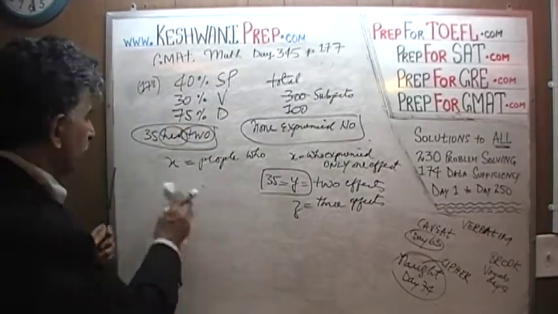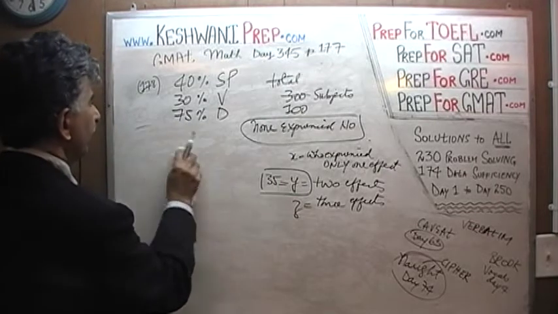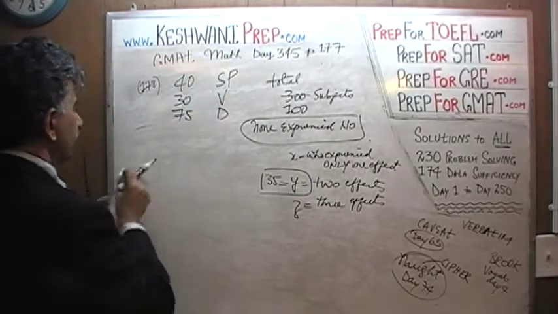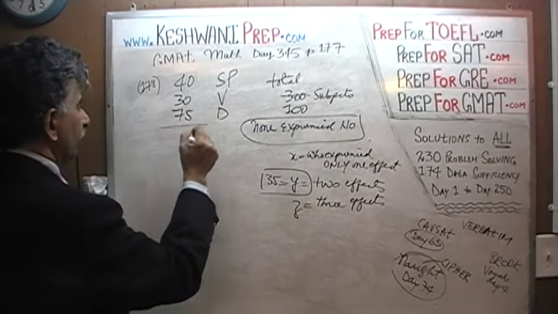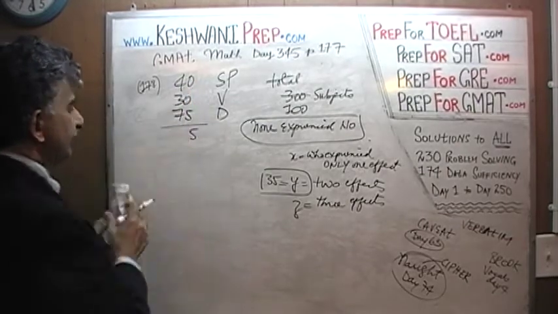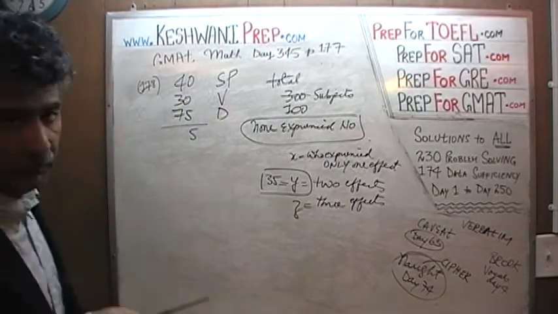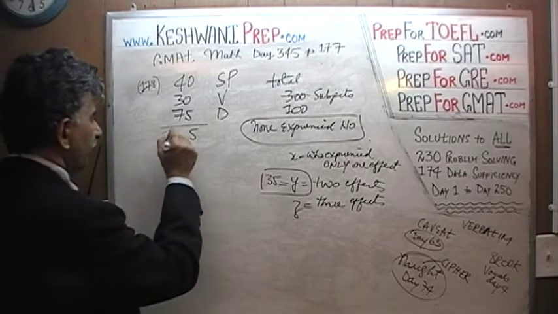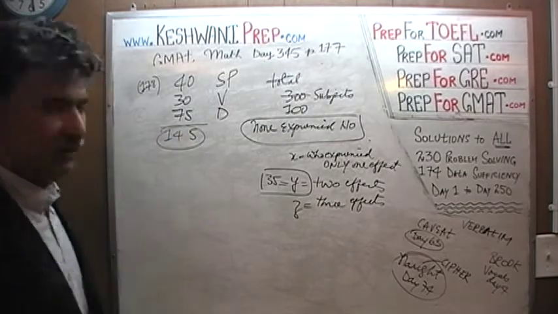So let's see what we can do. Let's add up these figures, and we are no longer dealing with percentages. These are numbers. Let's add them up. So we have 5 here. 4 plus 3 is 7. 7 plus 7 is 14. 145. Now the question is, what does that 145 represent?